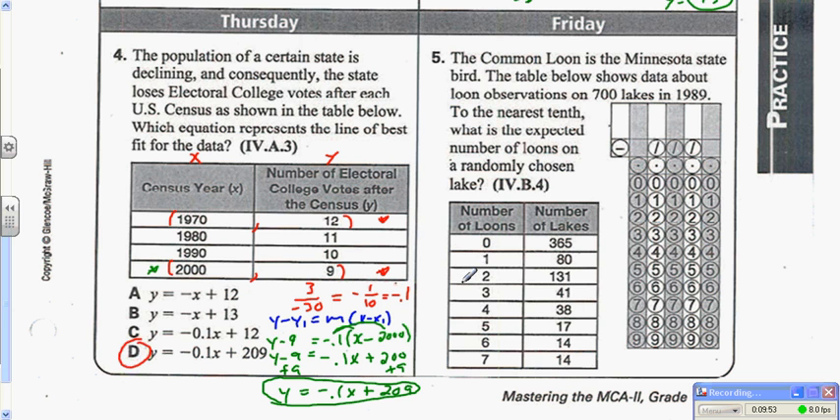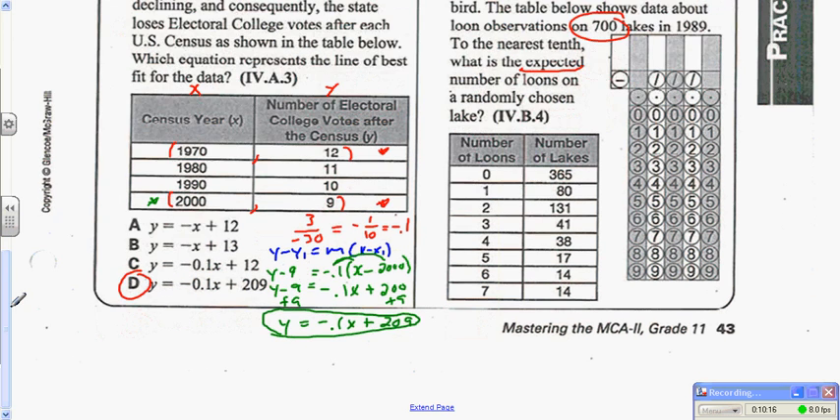Number 5. The common loon is the Minnesota state bird. The table below shows data about loon observations on 700 lakes in 1989. To the nearest tenth, what is the expected number of loons on a randomly chosen lake? Now, this is similar to a question we had with expected money or expected pay or winnings. So we take the probability times the award, or in this case, number of loons that you'd see.